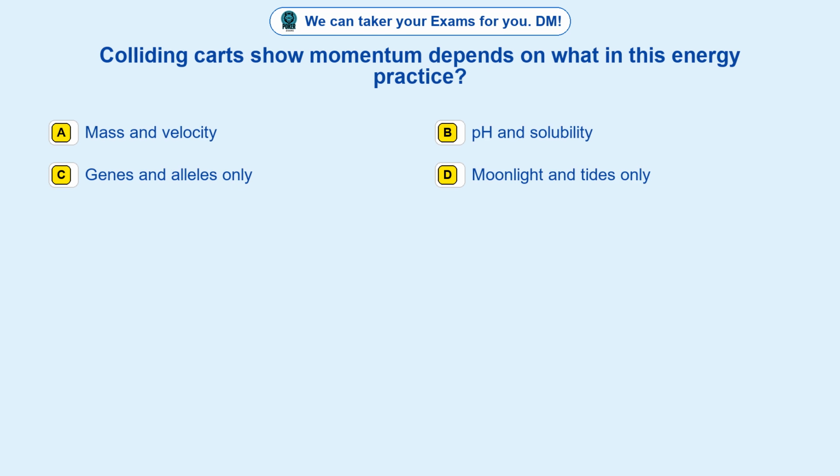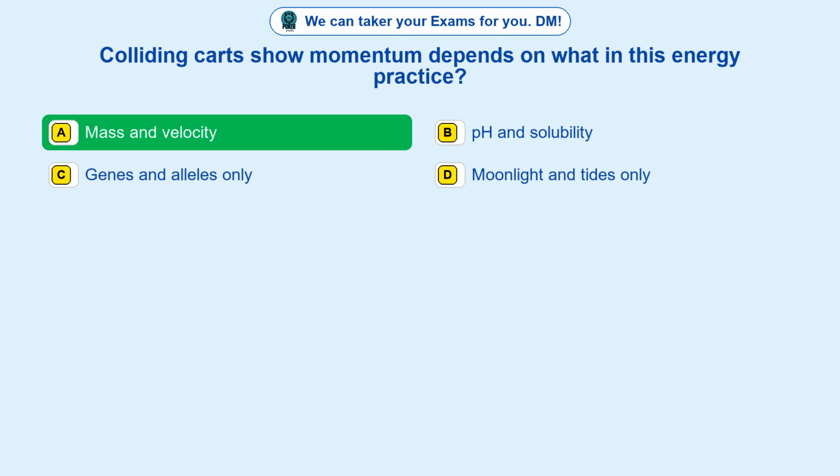Question 62. Colliding carts show momentum depends on what in this energy practice? Option A, mass and velocity. Option B, pH and solubility. Option C, genes and alleles only. Option D, moonlight and tides only. The correct answer is option A.